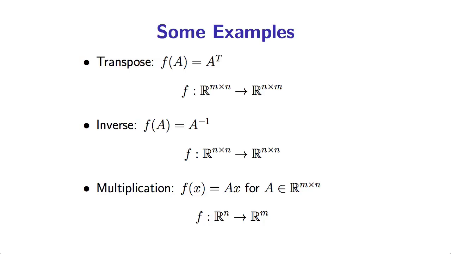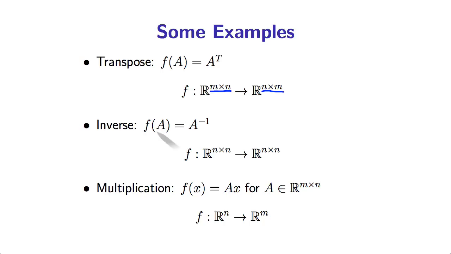Now it turns out we've already seen several examples of matrix functions. For example, the transpose can be viewed as a matrix function. If we define f of A to be equal to A transpose, then f is a function that takes m by n matrices as input and outputs n by m matrices, because the transpose switches the rows and columns of a matrix.